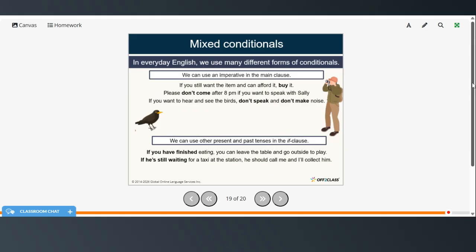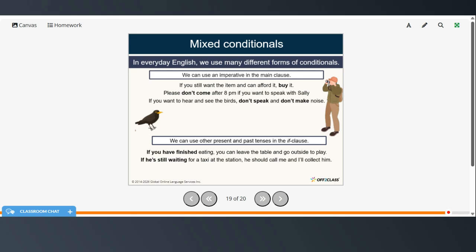Now, in everyday English, we use many different forms of conditionals. We can use an imperative in the main clause. If you still want the item and can afford it, buy it. Please don't come after 8 p.m. if you want to speak with Sally. If you want to hear and see the birds, don't speak and don't make noise.